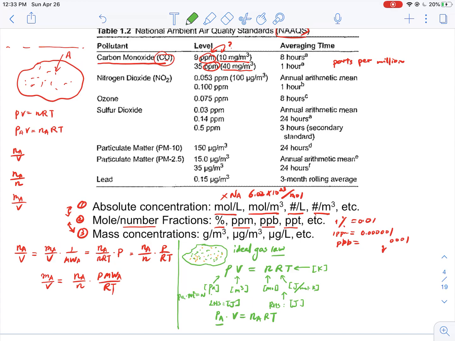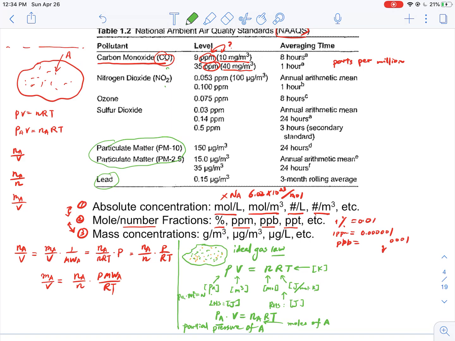Here, PA is just the partial pressure of species A, and nA is the moles of species A, right? This A can apply to any gas species, for example, carbon monoxide, nitrogen dioxide, and so on, as long as it's a gas species. But particulate matter won't work, right? Particulate matter is not a gas species. Actually, it's a cluster of molecules. So the ideal gas law won't work for particulate matter, and it won't work for lead either, right?